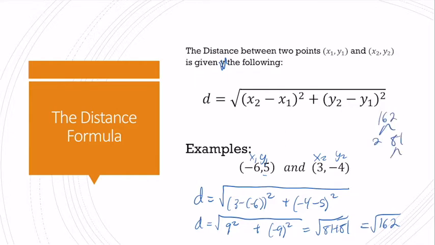162 factors to 2 times 81. 81 is 9 times 9. So this is going to simplify to 9 square root of 2. So that's the distance between those 2 points. Typically, you are going to end up with a radical in most cases.